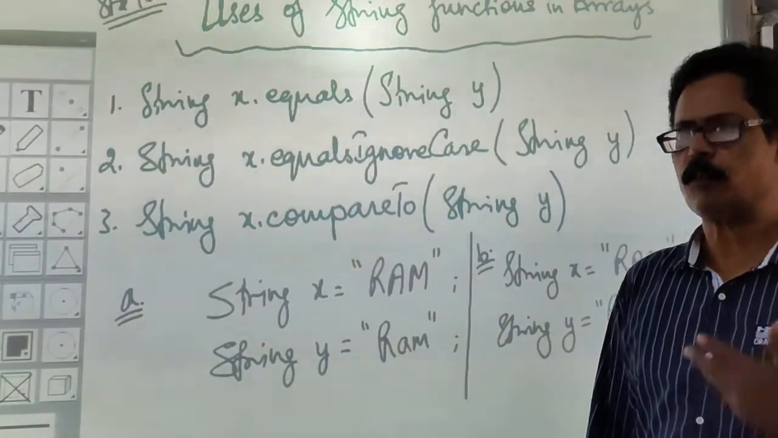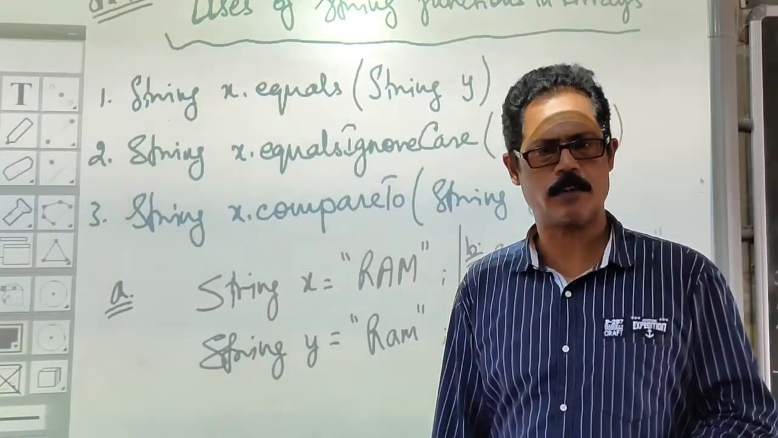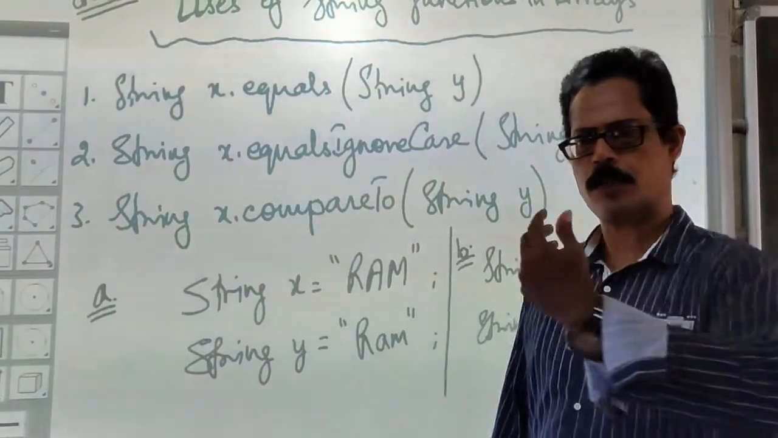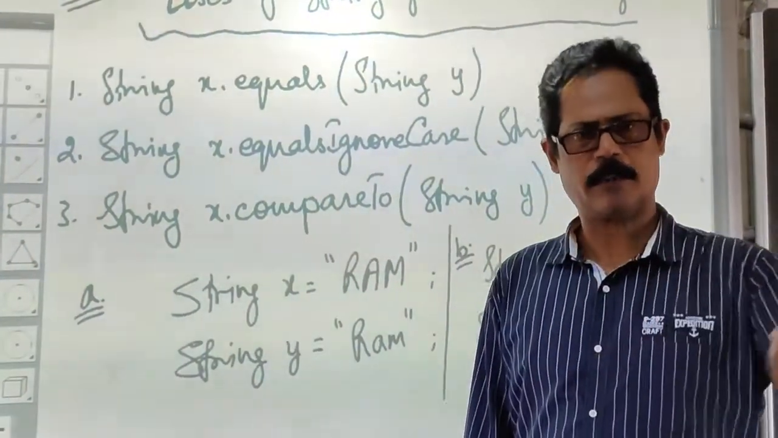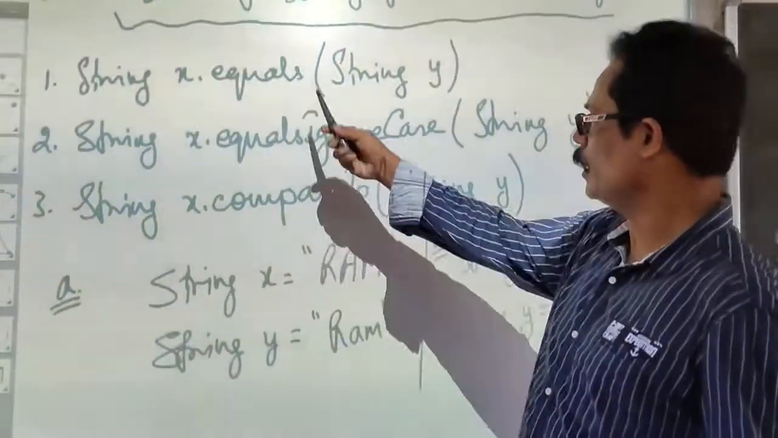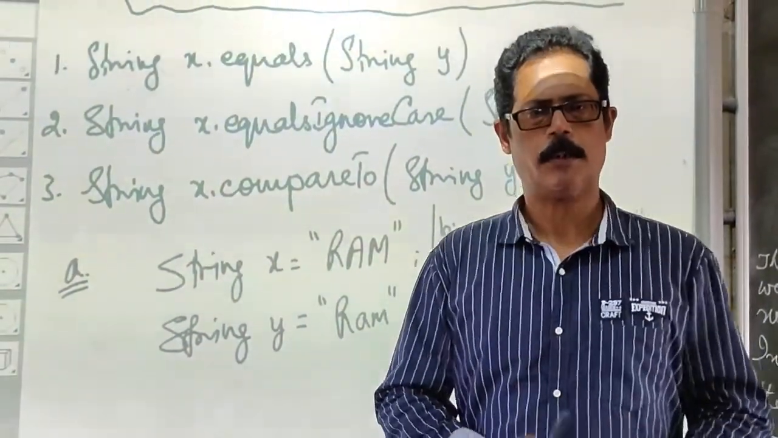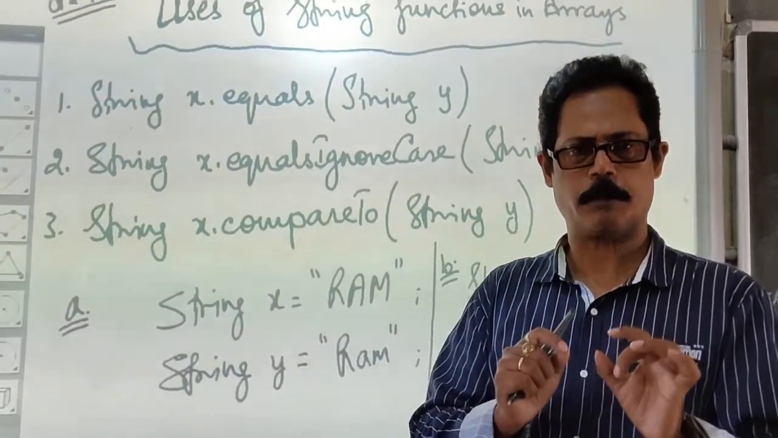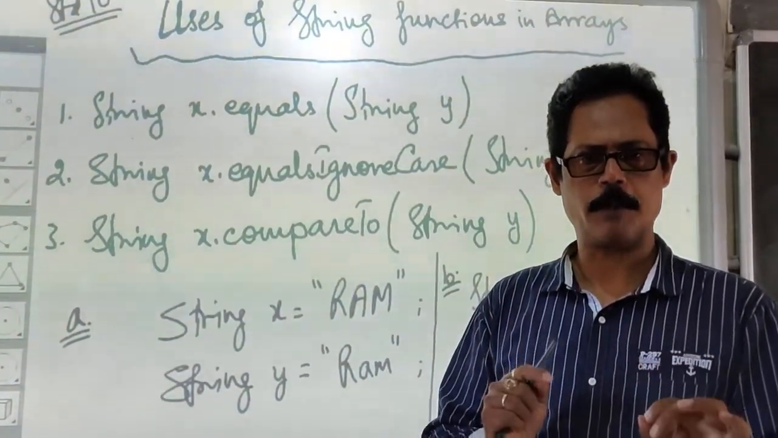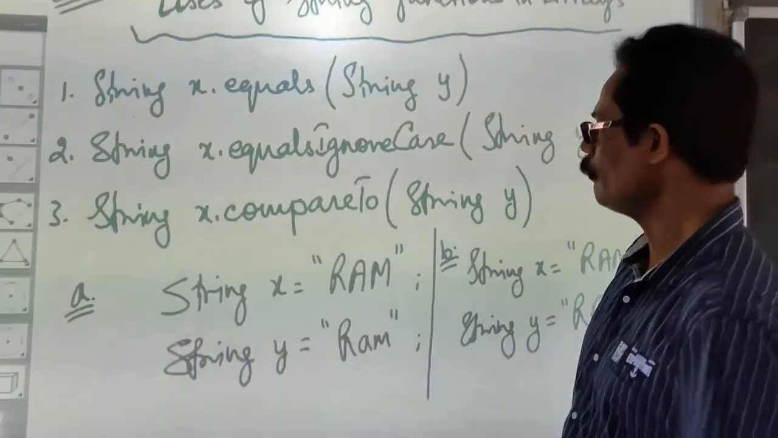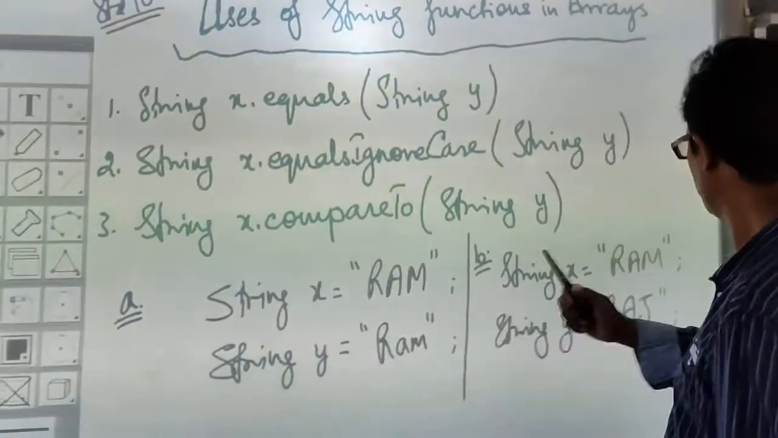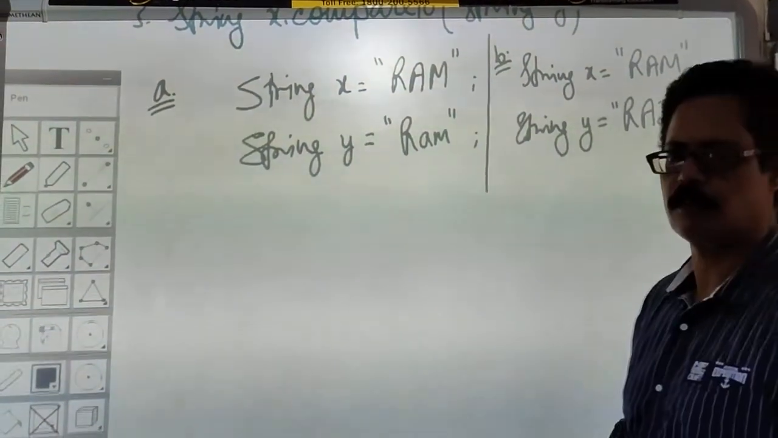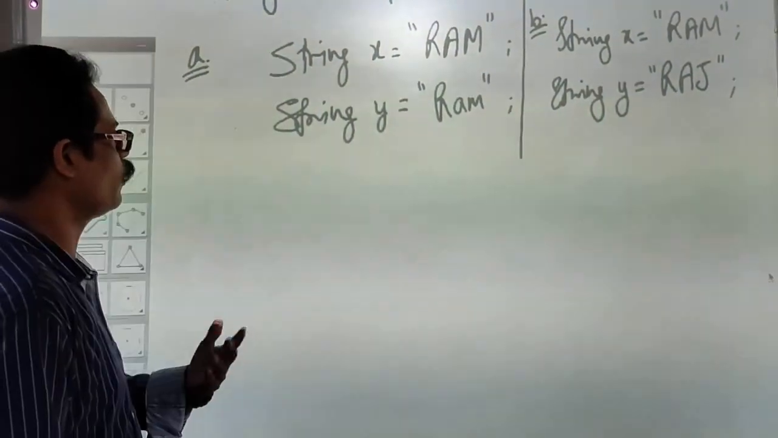Unlike the double equal to, which is a relational operator that performs an equality check between numbers or characters only, the equals function performs an equality check between two given strings only. It cannot be used to perform an equality check between numbers or characters. So how do we solve A and B using the equals function, and what is the result that you are going to get?